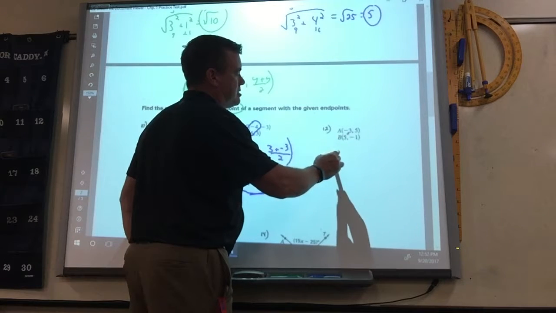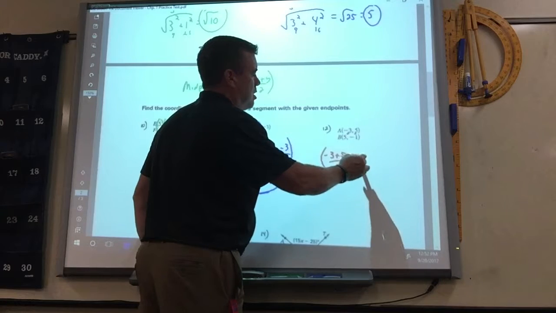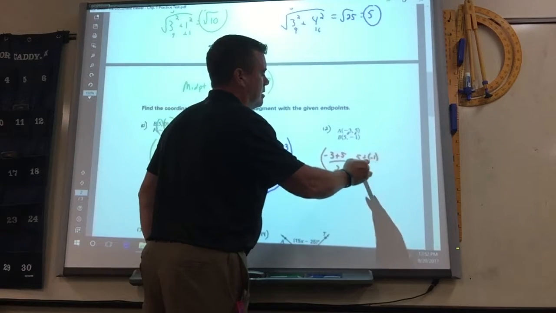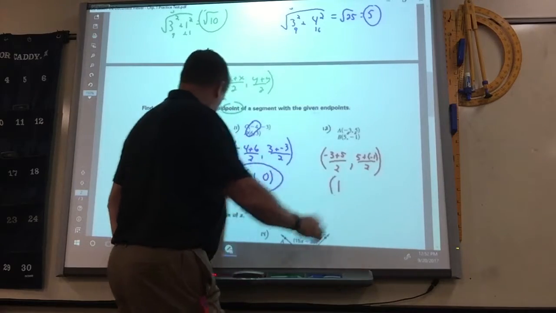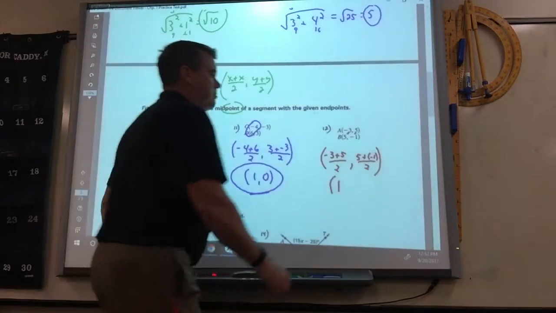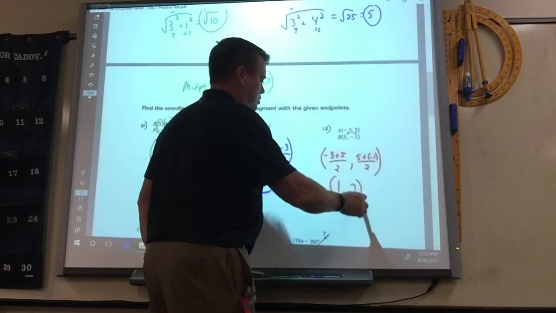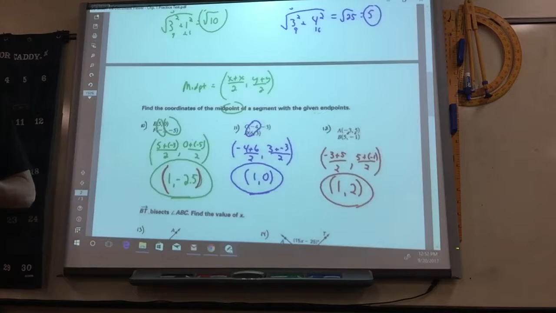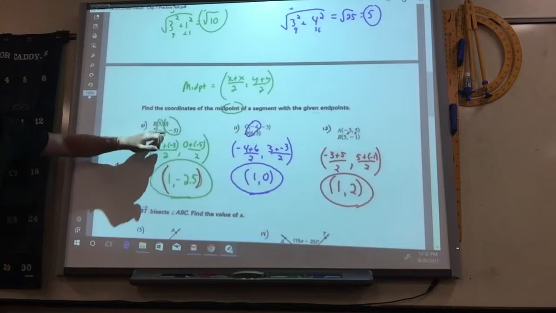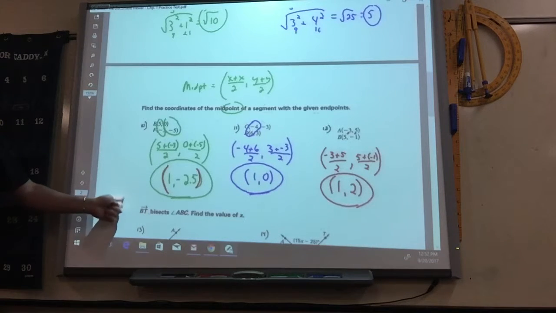X plus x divided by 2 and y plus y divided by 2. Negative 3 plus 5 is 2, divided by 2 is 1. They were all 1. And 5 plus negative 1 is 4, divided by 2 is 2. So there isn't any of those harder ones where they gave you an endpoint, the midpoint, and you had to find the other endpoint. It's just the basic, find the midpoint ones.